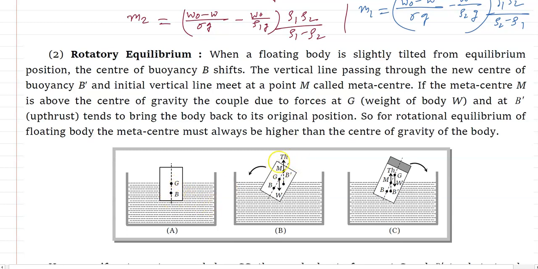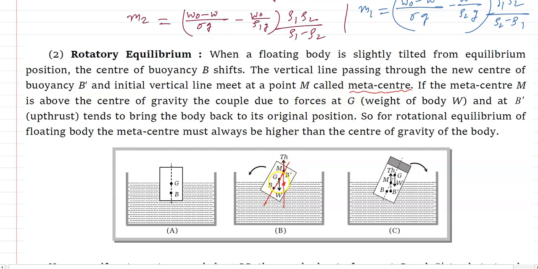If I slightly tilt the body, the center of gravity stays at its own position, but the center of buoyancy changes to position B dash. The vertical line through the new center of buoyancy and the previous vertical line meet at a point. This point is known as the metacenter.